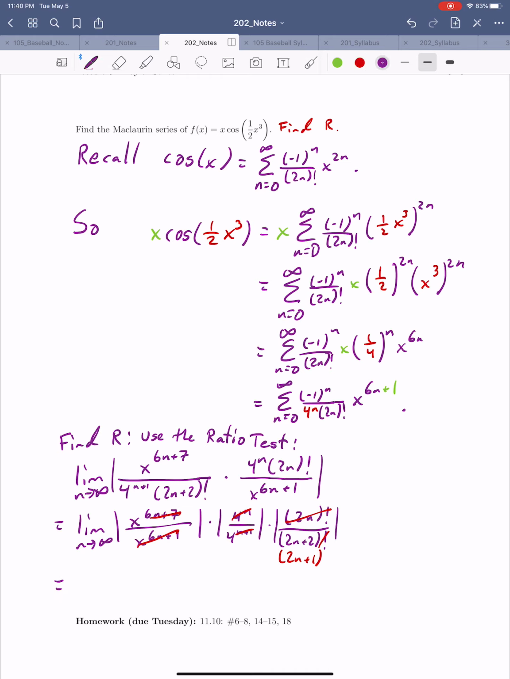So anyway, after all of that, we're left with the limit as n approaches infinity of the absolute value of x to the 6th all over 4 times (2n+2) times (2n+1). And of course, as n increases without bound, but x does not, we get an answer of 0. Well, that means that the radius of convergence equals infinity. And of course, the interval of convergence is also negative infinity to infinity.